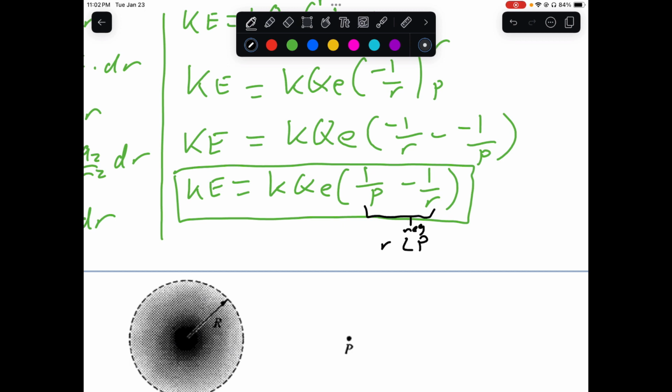Let's see what else I have here. K is a constant, 9 times 10 to the 9th. Q is the positive charge of the cloud, and this is the electron, which has a negative charge. So I'd have a negative here, and a negative in the parentheses, so I get a positive kinetic energy. I'm pretty sure I set my limits of integration and my function up correctly. All right, I'm good. I'm moving on.